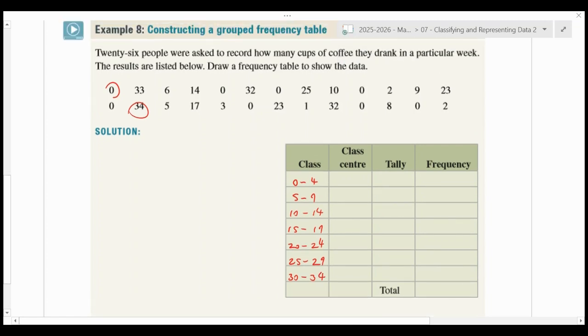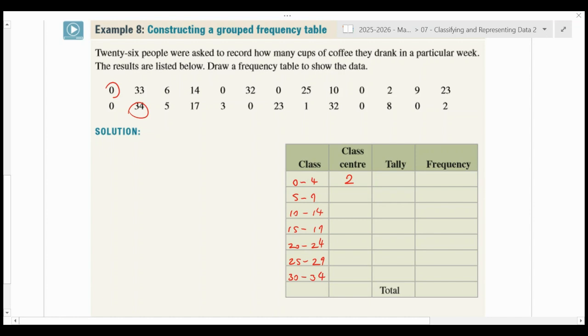Next thing you do with these is you work out what the class center is. The reason for that is when you actually start drawing a graph, you're going to use the class center to be the middle of your column. So it makes life easier. So it's always handy to have nice centers.